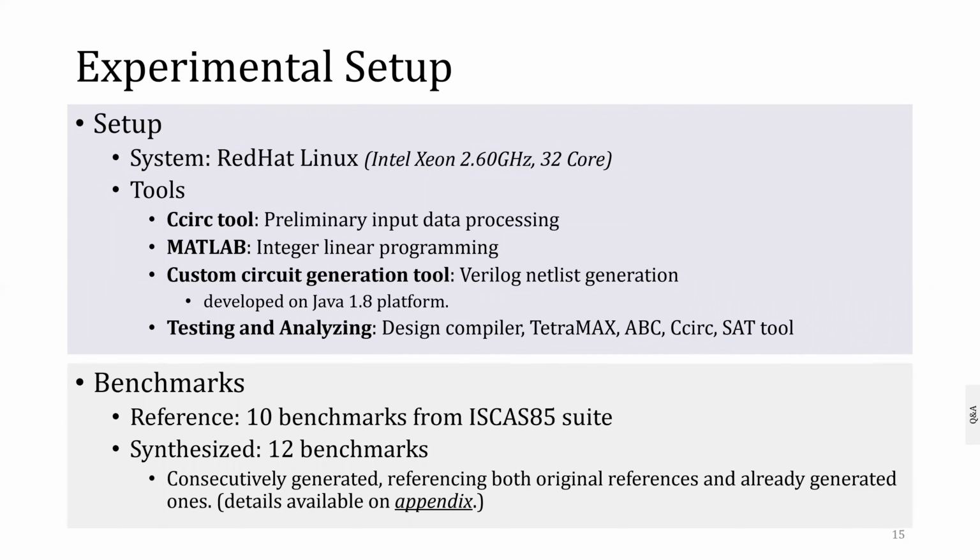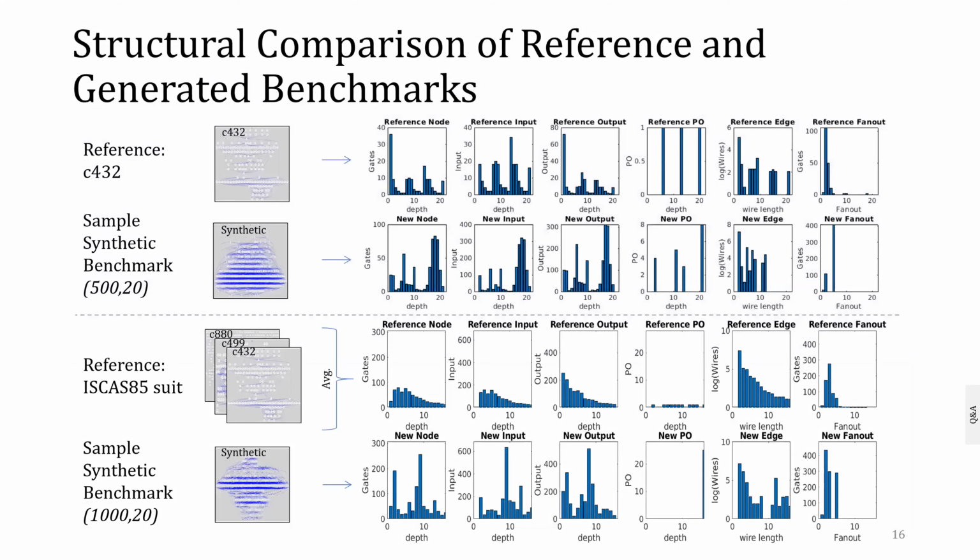In our experimental setup, we use the CSARC tool, we use MATLAB for integer linear programming, and the custom generation tool is developed in Java platform. For testing and analyzing, we used commercial tools, Design Compiler and Tetramax from Synopsys package, and we used ABC, CSARC, and SAT tool as open source research tools. As reference, we used ISCAS 85 benchmarks, and for a sample, we synthesized 12 benchmarks. In the first analysis, let's look into the structure.